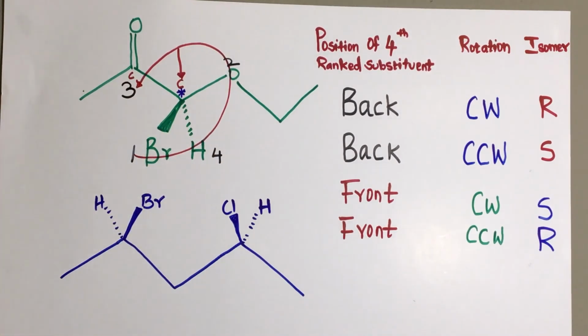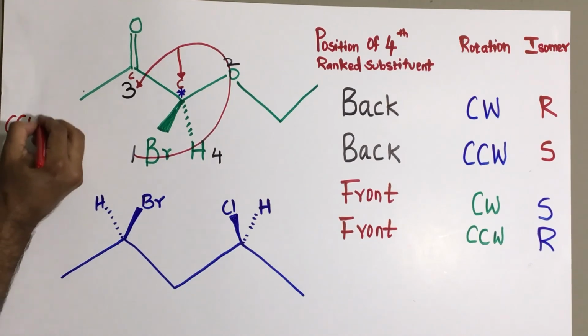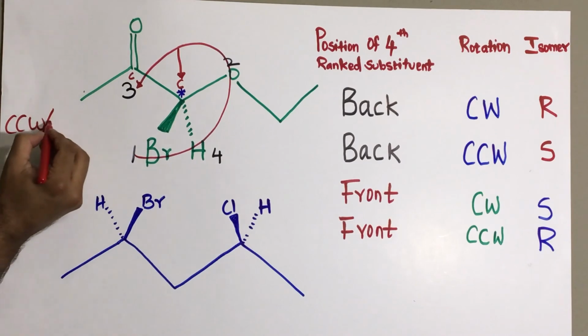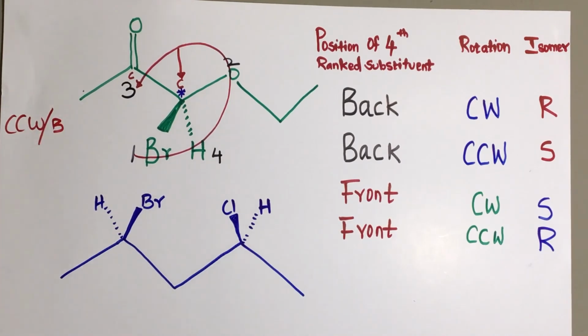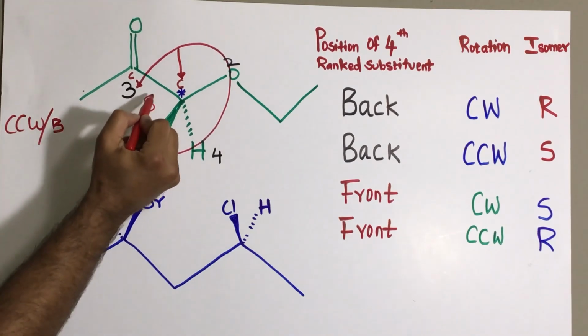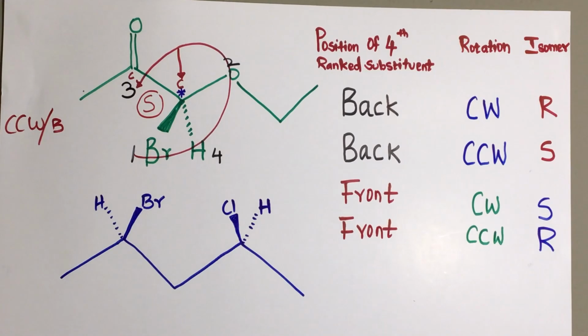Is that clockwise or counterclockwise? That's counterclockwise. That's correct. And this hydrogen, which is the 4th rank substituent, is in the back. So now go to the table, pick out counterclockwise and back. That's an S. So this chiral carbon is an S. Just that simple. Let's look at the next example.